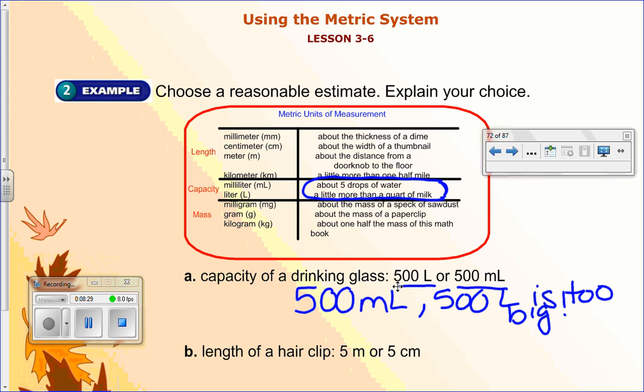Da, da, da, da, da, da, da, da, da, da, da, da.